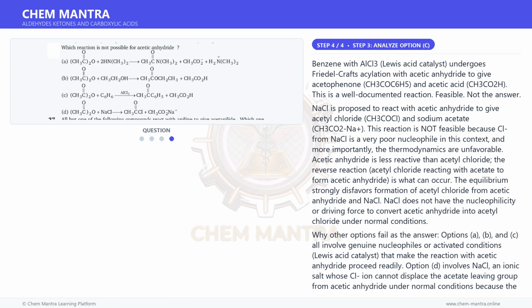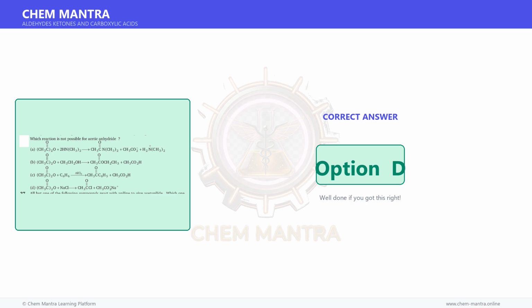Why other options fail as the answer? Options A, B, and C all involve genuine nucleophiles or activated conditions, a Lewis acid catalyst, that make the reaction with acetic anhydride proceed readily. Option D involves NaCl, an ionic salt whose Cl- ion cannot displace the acetate leaving group from acetic anhydride under normal conditions because the reaction is thermodynamically unfavorable. Therefore, the correct answer is option D.